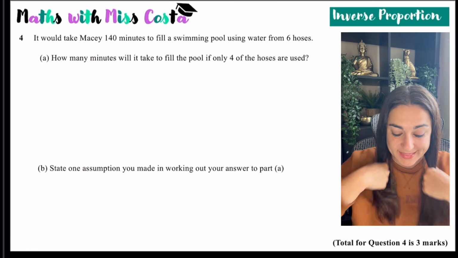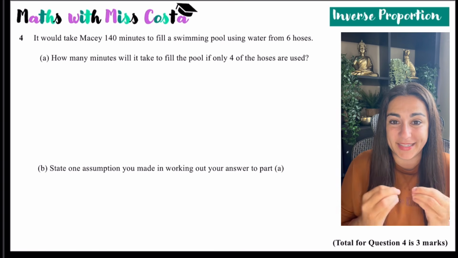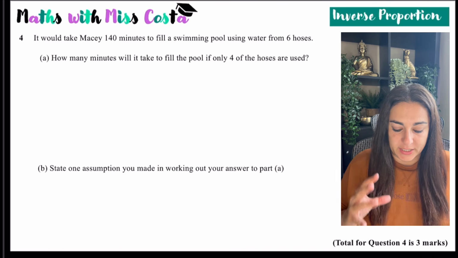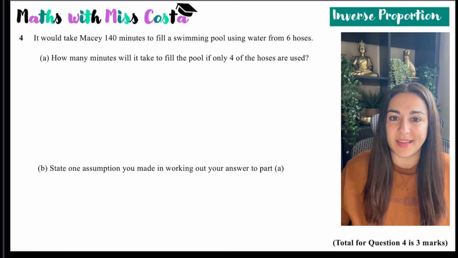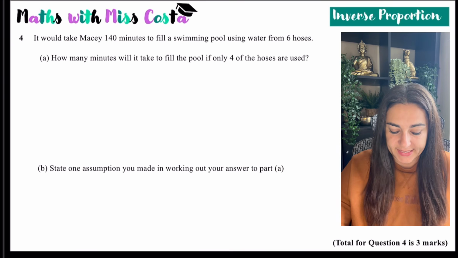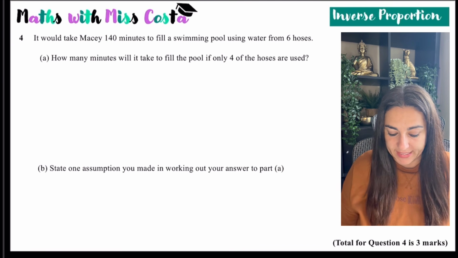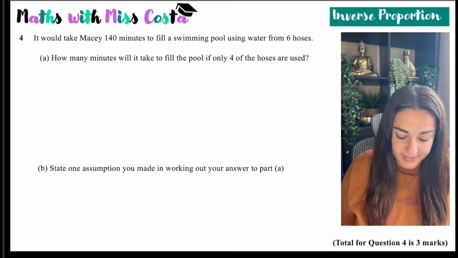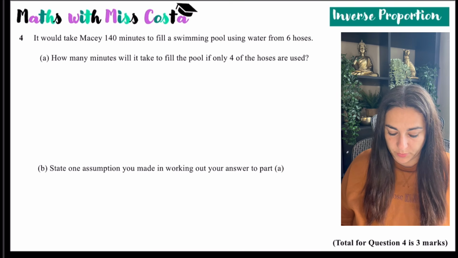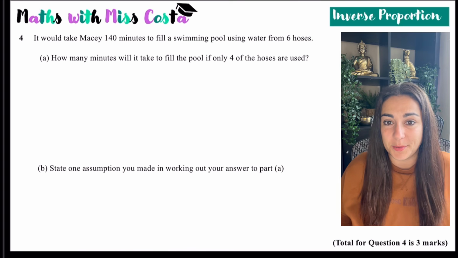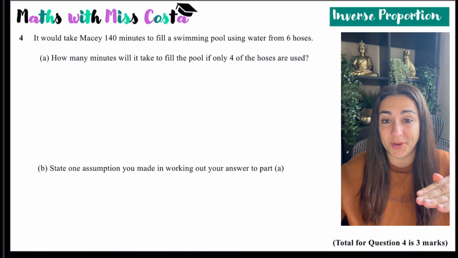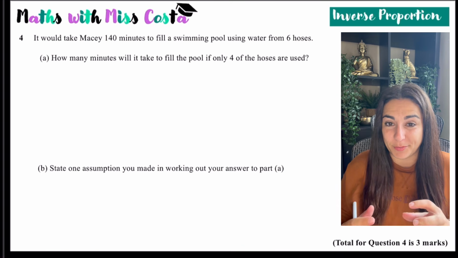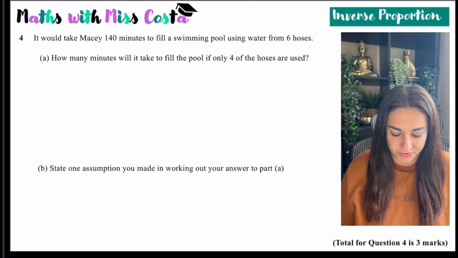And for questions like these, people always get tricked. So think very, very carefully. If you're going to need to use inverse or direct proportion, think about it in real life. So in this case, we're told that it would take Macy 140 minutes to fill a swimming pool using water from 6 hoses. How many minutes will it take to fill the pool if only 4 of the hoses were used? Well, there's going to be less hoses, so less water coming in, so it's going to take longer. So we can't use direct proportion, and that's when inverse proportion comes in.